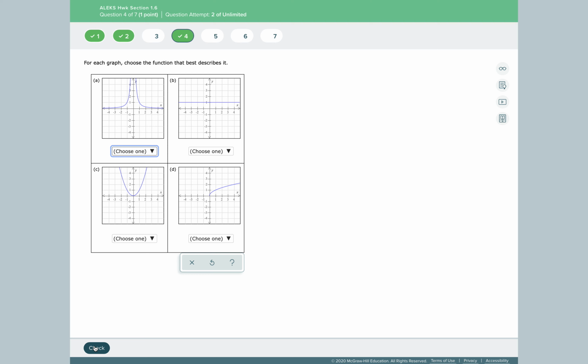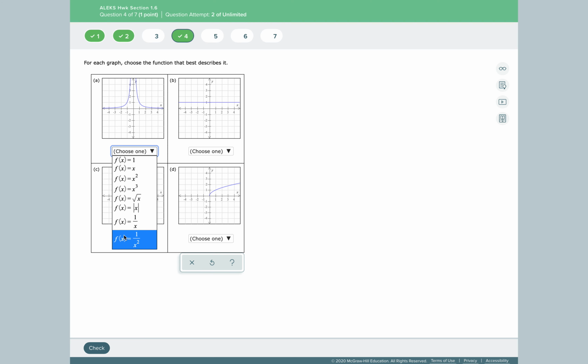For this problem, it says to choose the function that best describes this, and you can check it out. F of x equals 1 would be a horizontal line, which we do not have. F of x equals x, this is not it. F of x equals x squared, nope. F of x equals x cubed, no. Square root of x, no. Absolute value of x, no. 1 over x, closer, but still no.